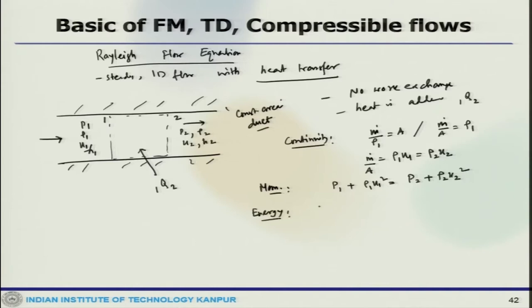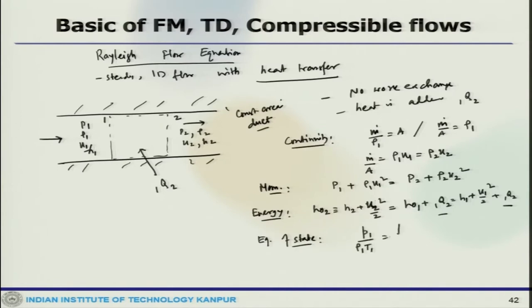The energy equation would be slightly different. We can see H2 plus U2 square by 2 equals H1 plus U1 square by 2 plus Q12. So, this is the portion of the added heat which shows up here. The last equation is the equation of state, P1 by rho1 T1 is P2 by rho2 T2.